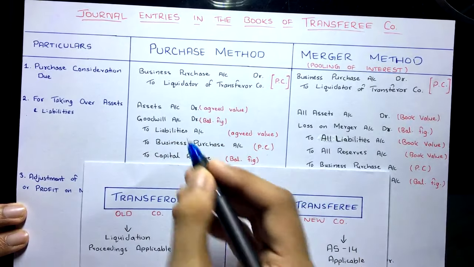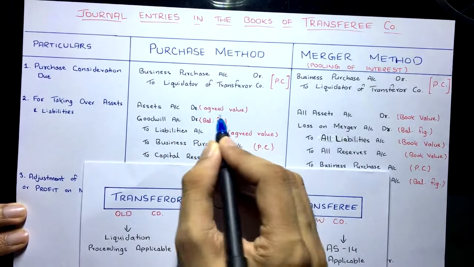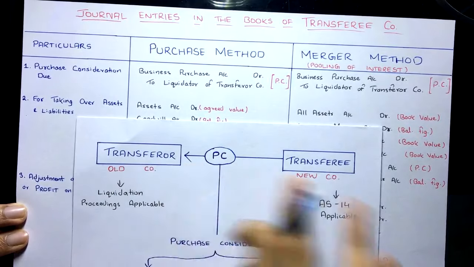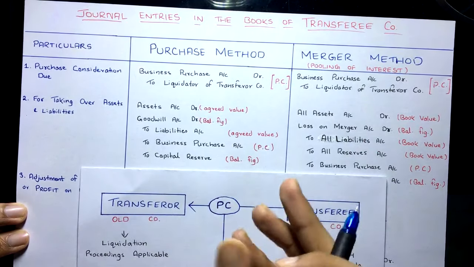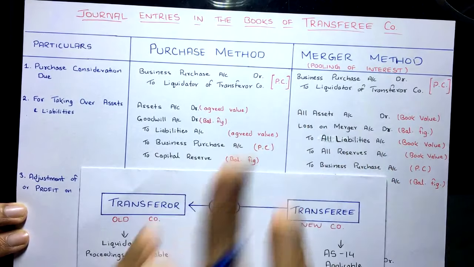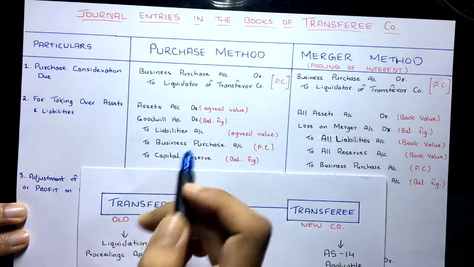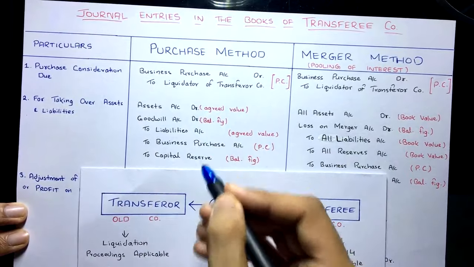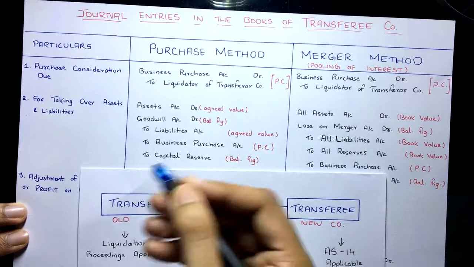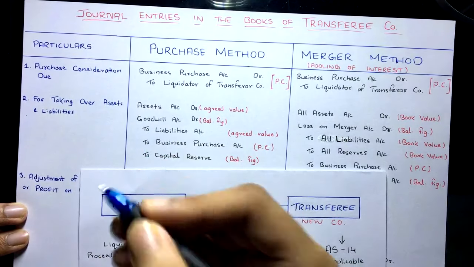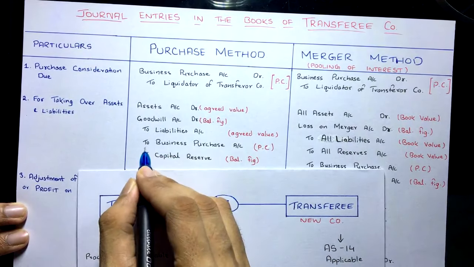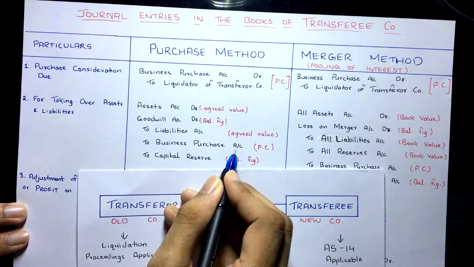One by one you are going to take all the assets at the agreed value, whatever is agreed between you people, transferor and transferee. Yes, it will be given to you in the question. If nothing is given, then you have to take the book value as the agreed value. Fine. So assets account debit, to liabilities account, one by one take all the liabilities, debentures, creditors, trade payables, whatever you have taken over. And then you have to take this, to business purchase account also.